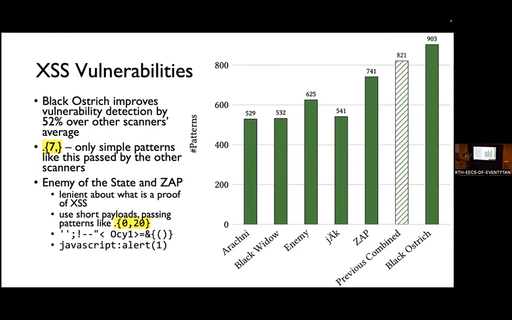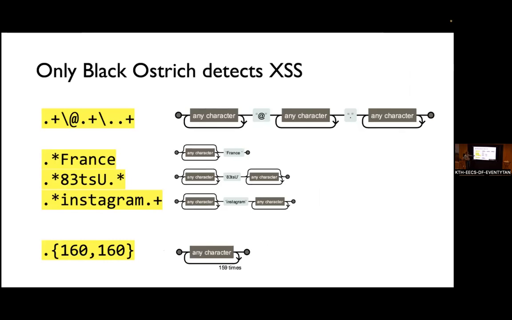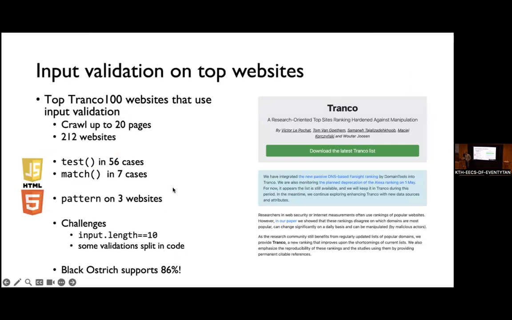There were some interesting false positives, if you like, for tools like Enemy of the State and ZAP, because what they consider to be a payload is a short string which just demonstrates that dangerous characters are not escaped. So for them, that's already an XSS. We argue that this is quite a short XSS, and if the actual pattern has a limit on size, it will not be exploitable. That's how they get higher numbers. But still, we can outperform. And these are examples that are all accessible and only we can find, and no other scanner. Anything followed by friends, or something that contains Instagram, the other scanners miss.